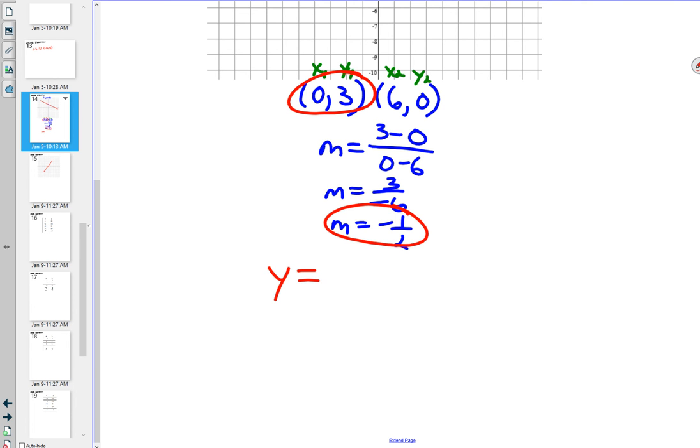Go ahead, Donnie. Trey, I'll get to you. Okay, wait, you said what before the x? Negative what? Oh, sorry. Yeah. Negative 1/2 x plus 3. Good. Done and done.